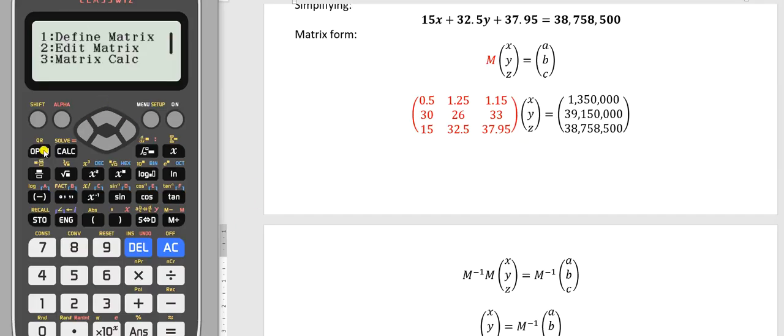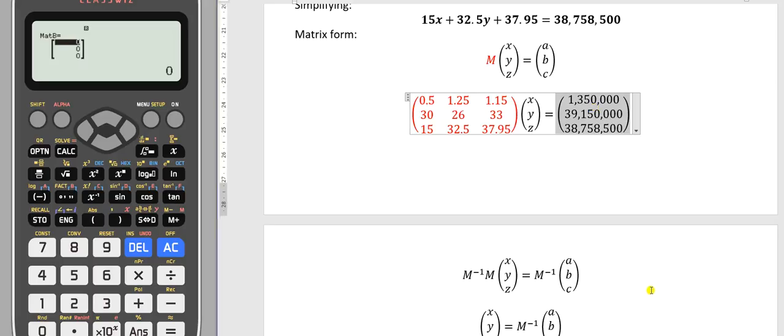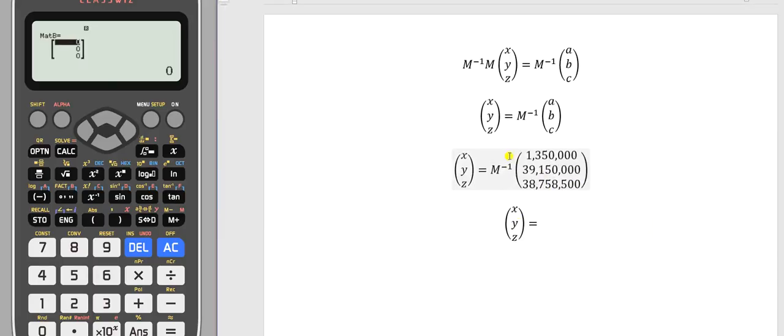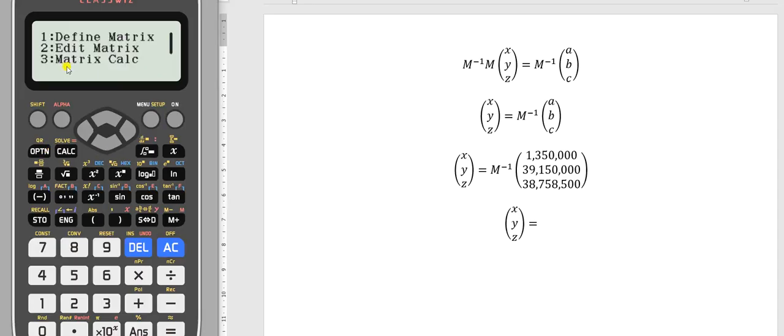And I can press Option and define a new one. I'm going to define the next matrix. It's actually going to be effectively a vector. So it's going to have 3 rows, but only 1 column. This is going to be what happens over here on the right hand side. So this is the bit that I'm going to apply my inverse matrix to. So it's 1350000, 39150, 38758. Now press Option one more time and we've got Matrix Calc.